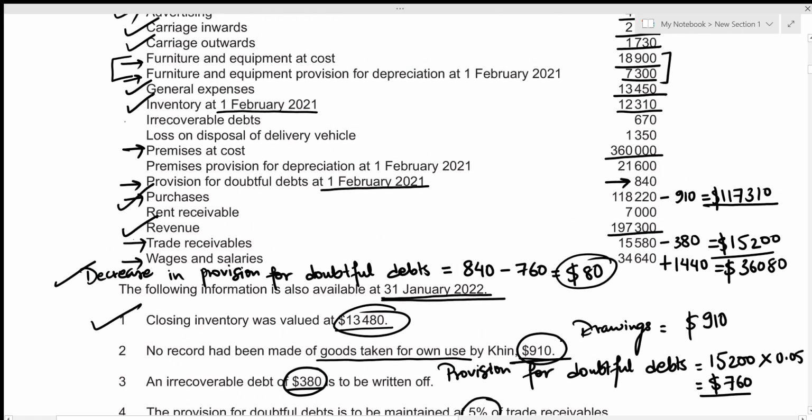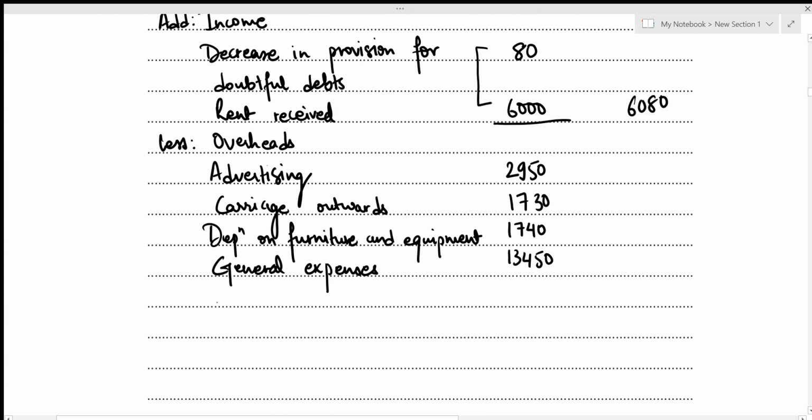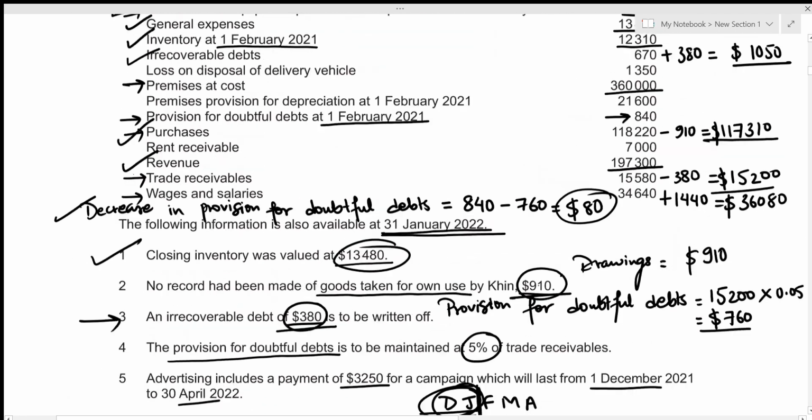Then we are given our irrecoverable debts. Okay, then we're given also another irrecoverable debt in our information right here. An irrecoverable debt of 380. So we need to add this as well. So that's 670 plus 380, which results in the total irrecoverable debts to be included in our income statement to have the value of 1,050. Let's include this. That's irrecoverable debt of 1,050. Okay, let's have a look again.